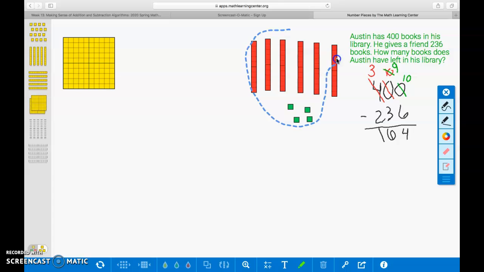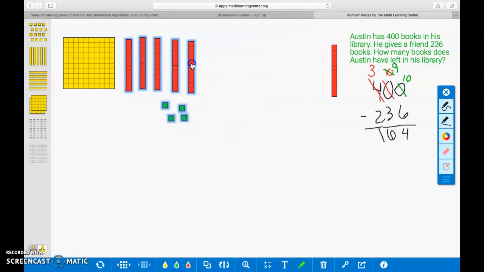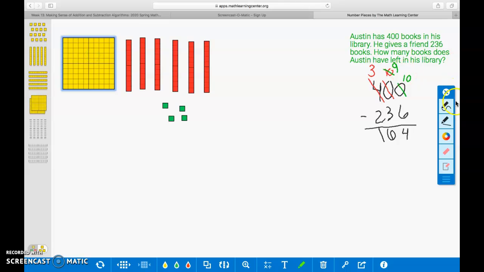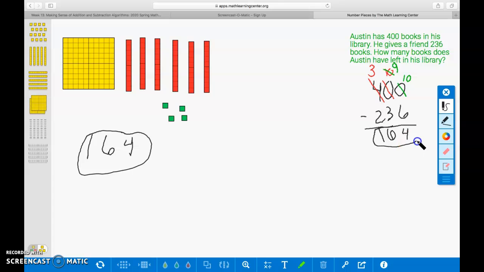Now I'm going to gather all of these, and let's count to make sure our math is correct. We have 100 and 1, 2, 3, 4, 5, 6 tens and 4 ones. And our answers should match that 400 books Austin has. He then gives 236 books to a friend, and he has 164 books left in his library.